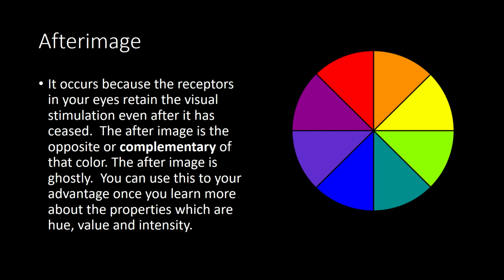Well, what you were supposed to see was the after image. It occurs because the receptors in your eyes retain the visual stimulation even after it has ceased. The after image is the opposite or complementary of that color. The after image is ghostly. You can use this to your advantage once you've learned more about the properties, which are hue, value, and intensity.